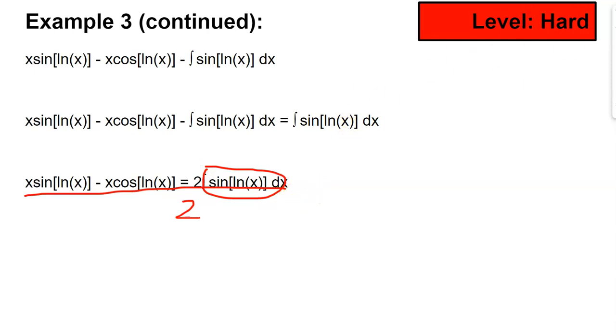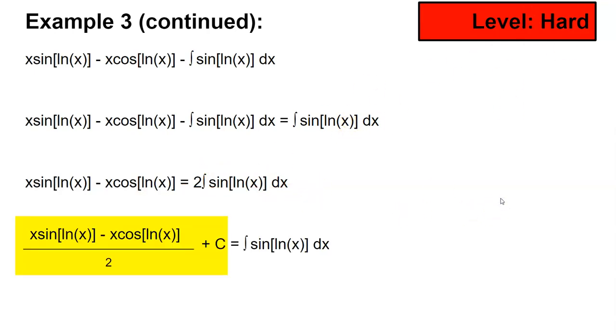I apologize for how I wrote that, but our final answer turns out to be x sine of ln of x minus x cosine of ln of x, all over 2, plus C. Never forget the constant of integration. All that equals the integral of sine of ln of x dx. We successfully used not only calculus but algebra in order to solve this monstrous integral. Finding these infinite loops is very rare. You probably won't even encounter one anyway, but it's always good to be prepared.